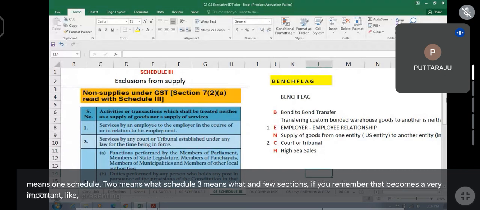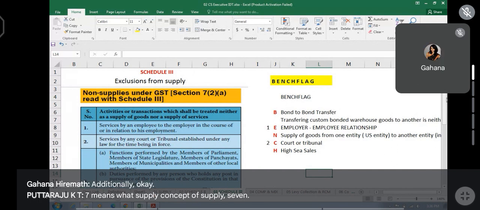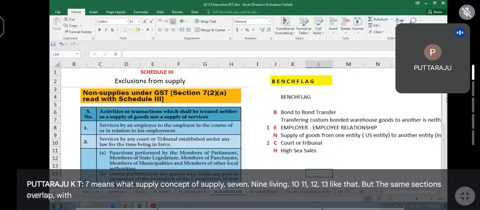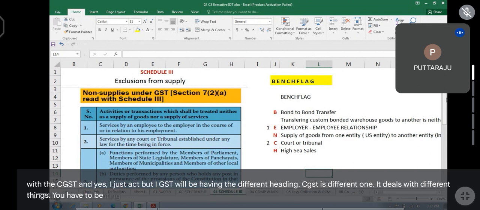Like 7 is levy. Section 7 means what? The concept of supply. 9 is levy. 10, 11, 12, 13 like that. But the same sections overlap with the CGST and IGST Act, though IGST will have a different heading. CGST is a different one. It deals with different things. You have to be very careful which act we are referring to.